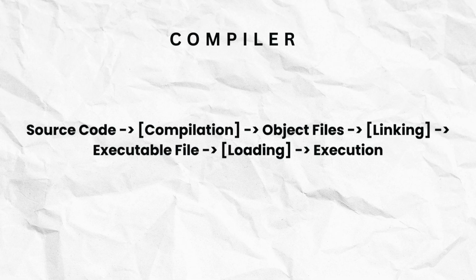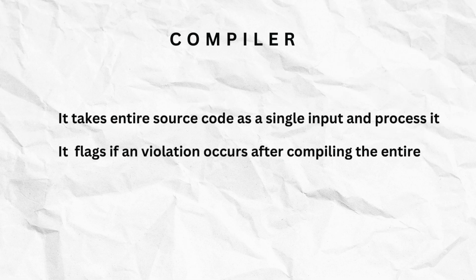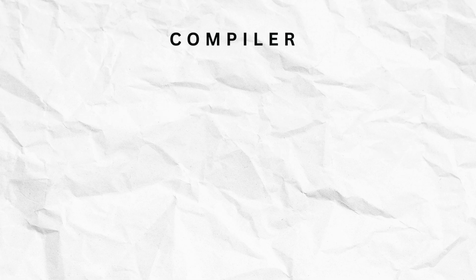Then it goes to loading. Loading is nothing but linking our file to a processor. Then after that, it gets executed. This was the process cycle of the compiler. It takes the entire source code as a single file. Like that, it shows the errors at the end of the compilation of the entire code.